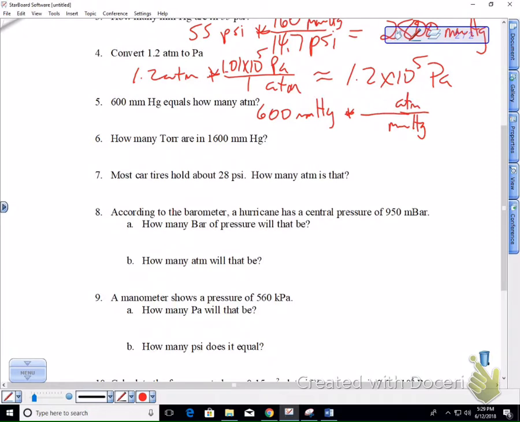So there's our conversion factor with the units. We know that 1 atmosphere is 760. So rounding to sig figs, that gives me 0.8 atmospheres.